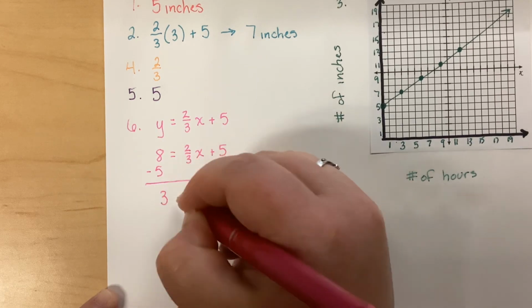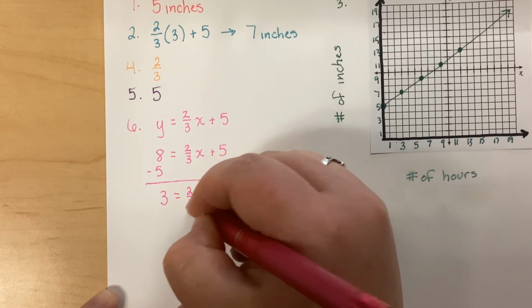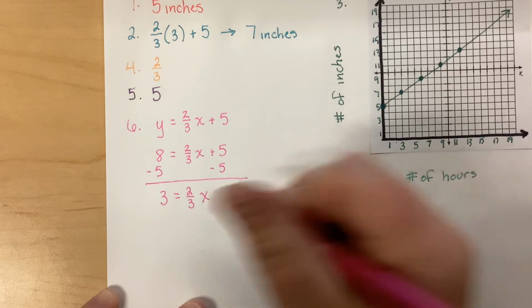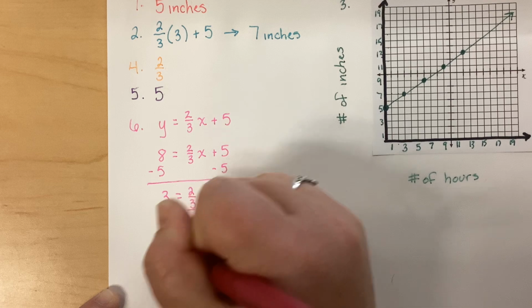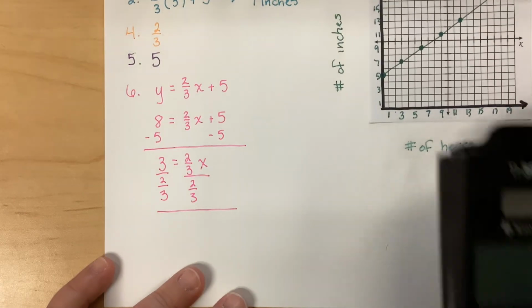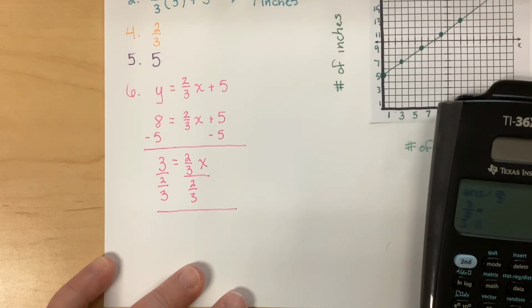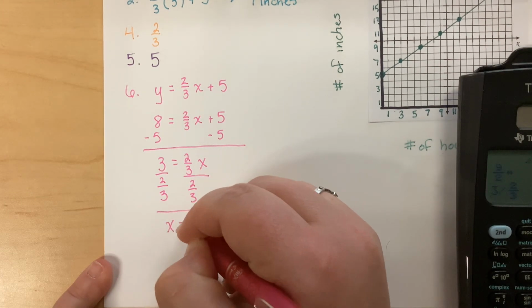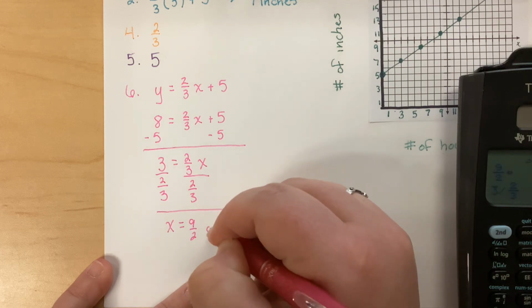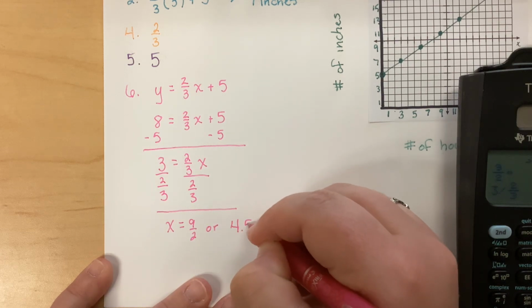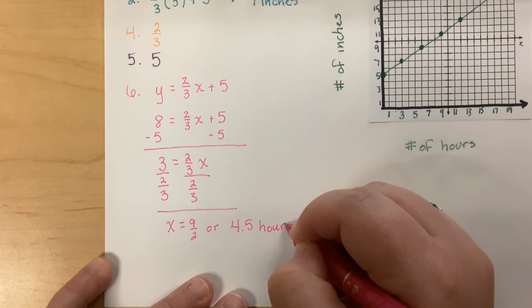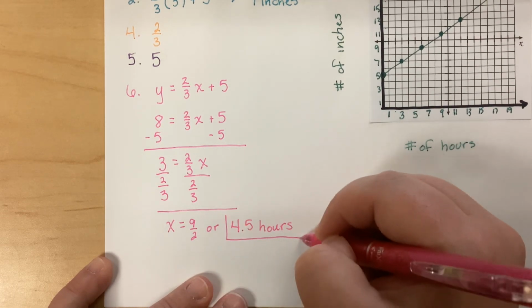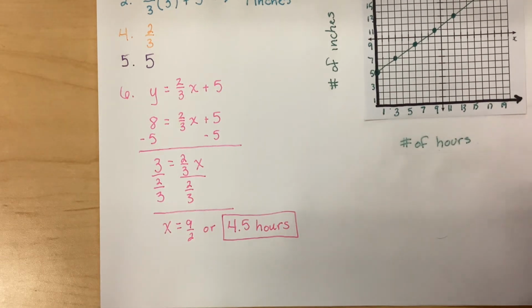That's going to give me 3 equals 2/3 x. Then divide by 2/3. And if you have a calculator handy, you can go ahead and use that. So 3 divided by 2/3 is 9/2. So we get x is 9/2 or 4.5, and then x represents number of hours. So 4.5 hours.